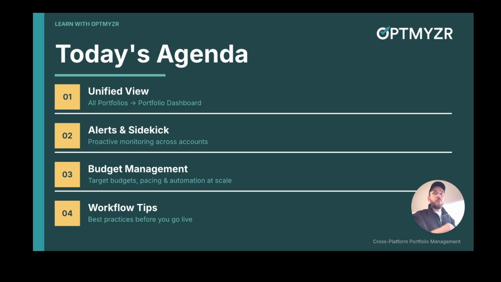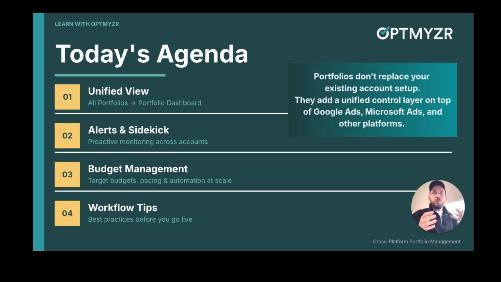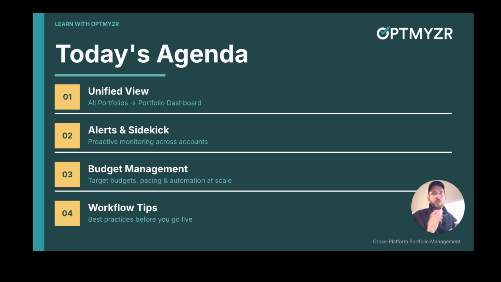A couple of things to clarify before we get started. I won't go into every setting in the portfolio setup or the platform specific capabilities like social only functionalities. But what I will show you today will help you get immediate value off of the portfolio features in Optmyzr. And the second thing that is very important to remember is that using portfolios doesn't mean that you have to change the way you manage your individual accounts. Portfolios will sit on top. So you can think of them as a control layer. Everything you do inside Google Ads or Microsoft Ads remains unchanged.